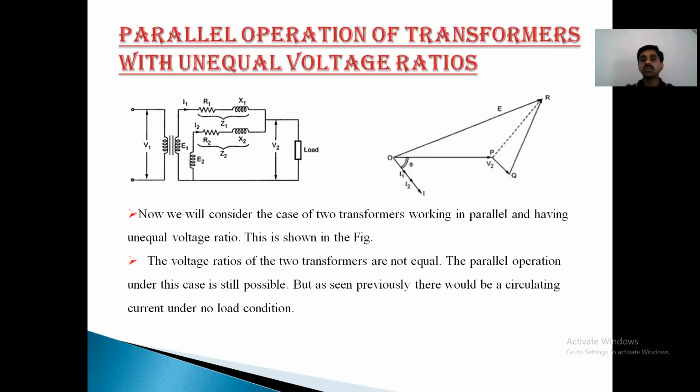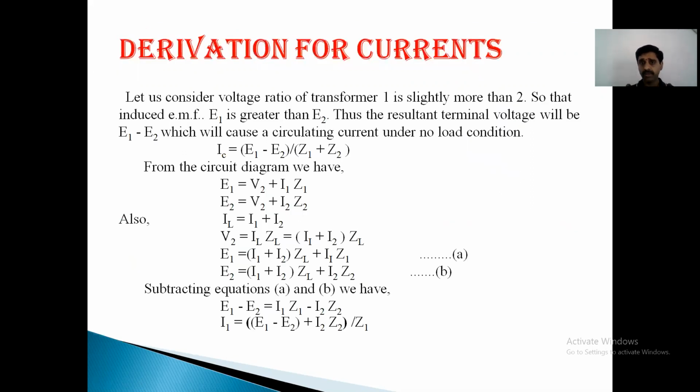Unequal voltage ratios means two transformers working in parallel having unequal voltage ratio. The voltage ratio is not the same. The voltage ratios of the two transformers not being equal means parallel operation is still possible. As seen previously, there should be circulating current under no load condition. With unequal voltage ratio, there will be some circulating current that you have to calculate. So let us come to the derivation part.